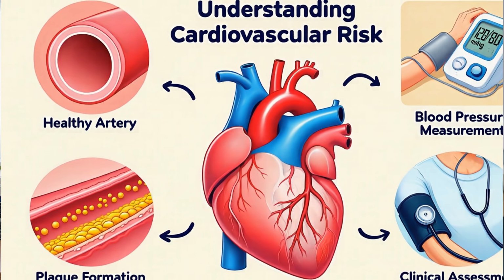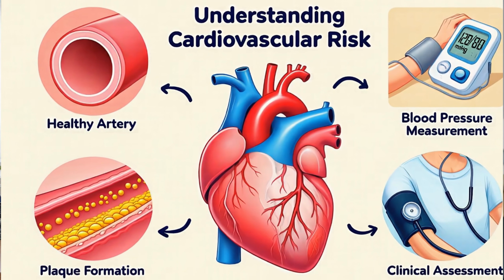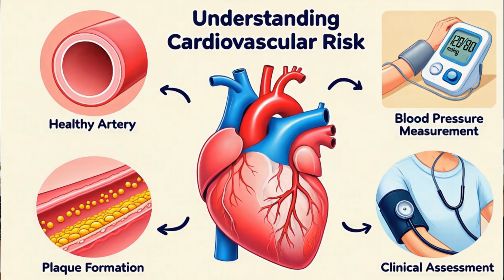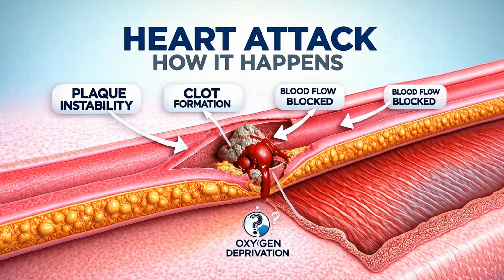Trap 3. Talking during the measurement. Blood pressure is influenced by the nervous system. Talking activates muscles and stimulates parts of the nervous system that can raise blood pressure temporarily. Clinical observations reported in hypertension measurement studies show that talking during a measurement can increase systolic pressure by around 10 millimeters of mercury. For this reason, standard measurement protocols recommend remaining silent and still during the reading.